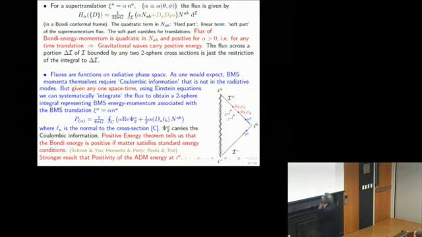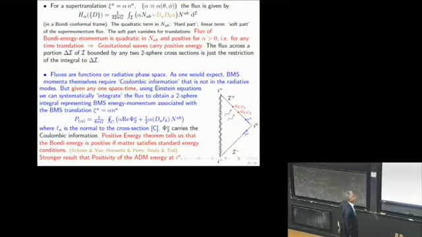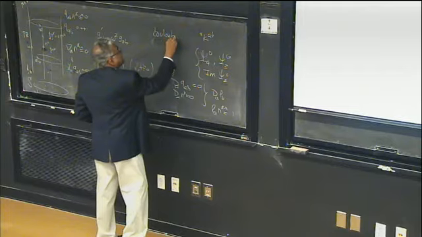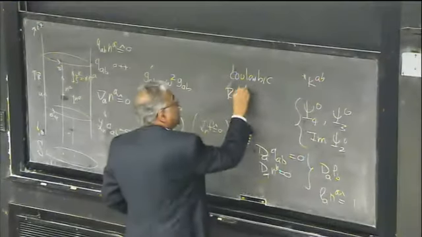Now, these flux functions that were given, this Hamiltonian, is a flux of energy or momentum carried by gravitational waves across Scri. Fluxes are functions on the radiative phase space. As one would expect, the BMS momenta themselves require Coulombic information that is not in the radiative modes. It requires information about the real part of psi 2 naught, so the Coulombic information is in the real part of psi 2 naught.